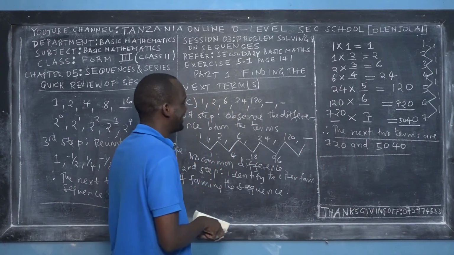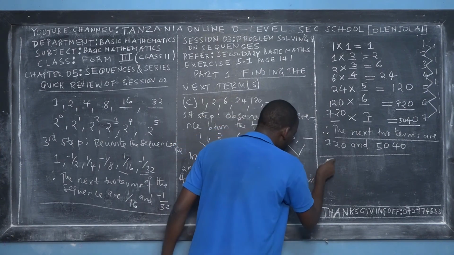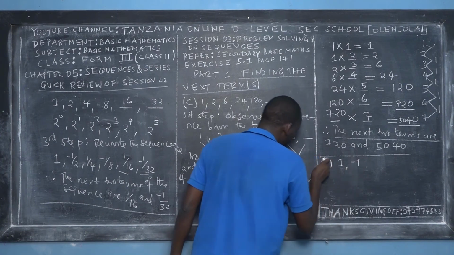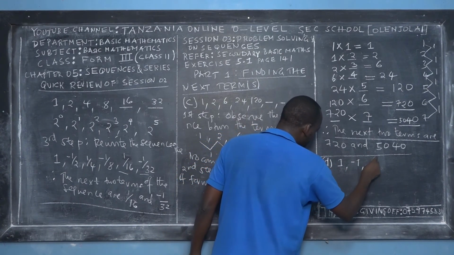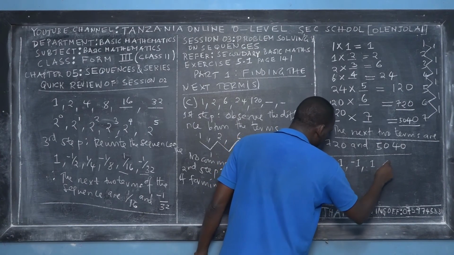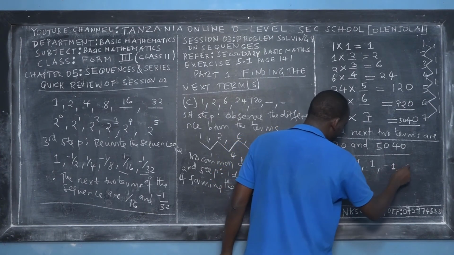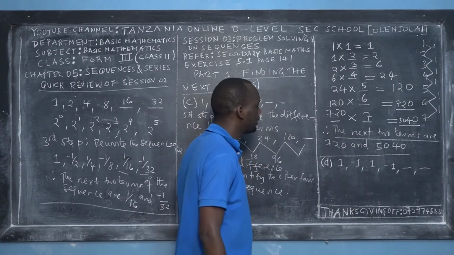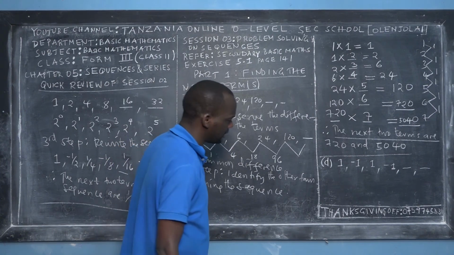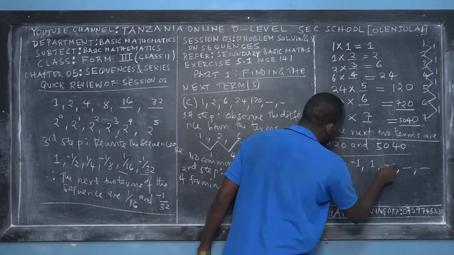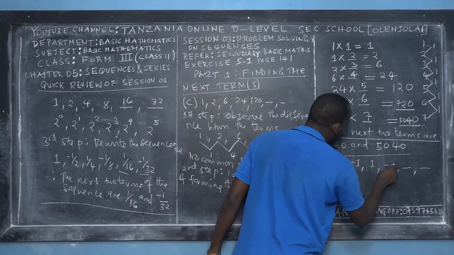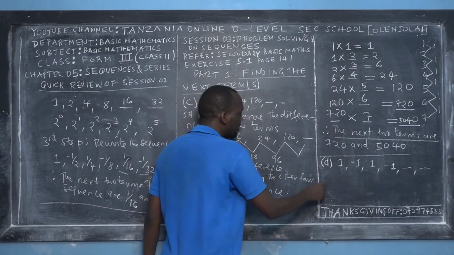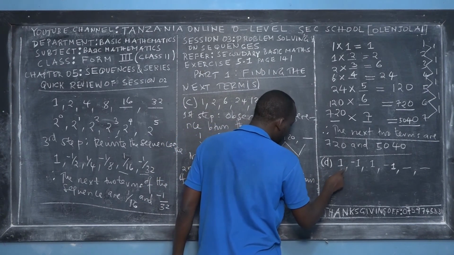Beautiful? Yeah, it's beautiful. Then part D: 1, comma, negative 1, then 1, comma, negative 1. So the question is, we have to determine the next terms, which are the fifth term and the sixth term. If you examine this pattern, this is the first term, second term, third term, fourth term. So you call this the pattern of repeated terms after one term. What does it mean? This is the first term.